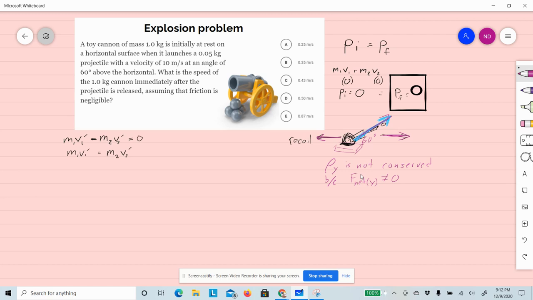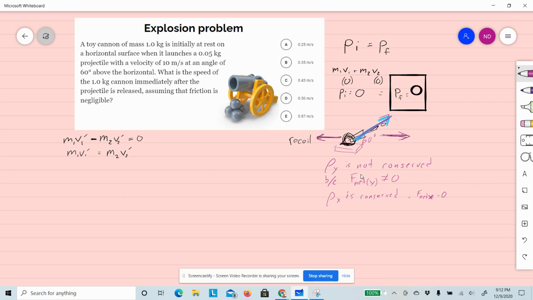Okay? But momentum is conserved in the x direction. Momentum is conserved because in that case, F net in the x direction does equal 0. This is our idea of isolated closed systems and so forth. All right, so back to this. This is just the x direction.